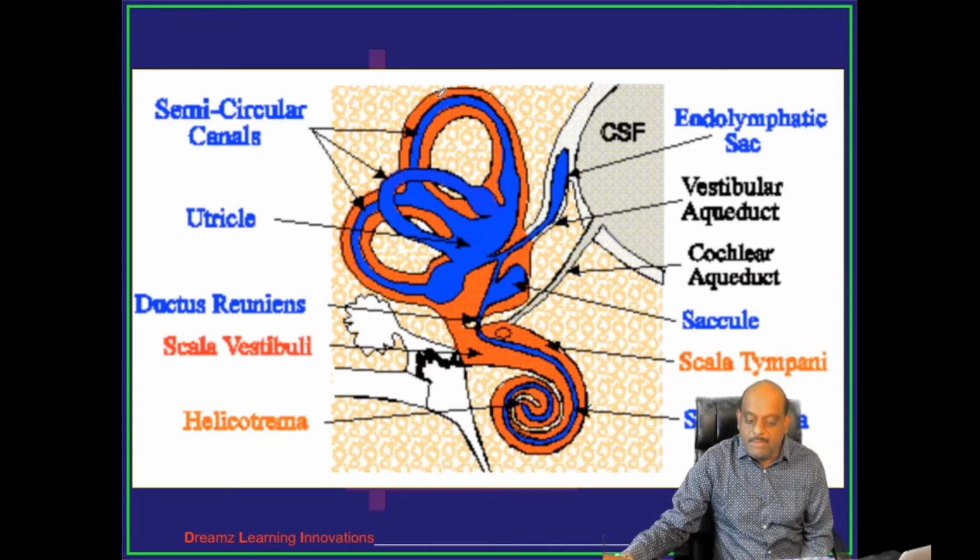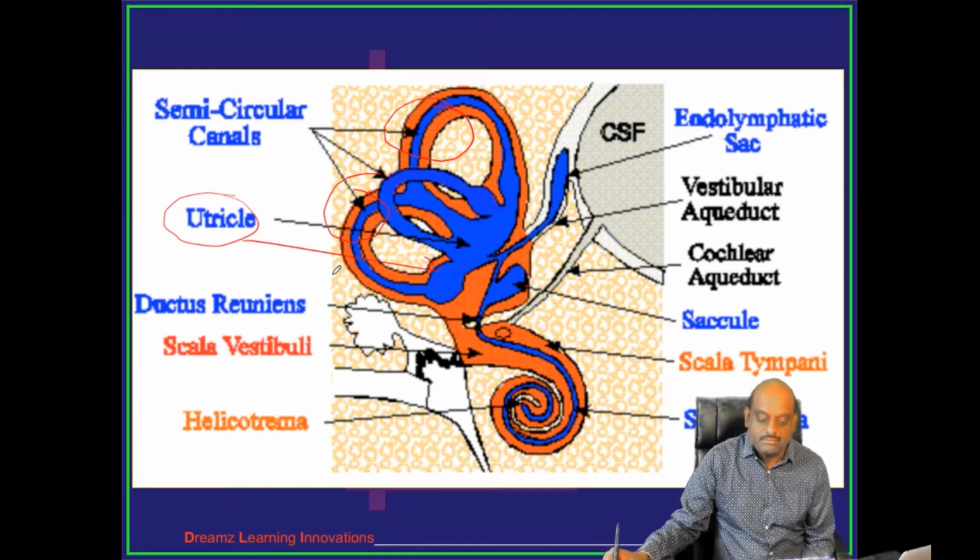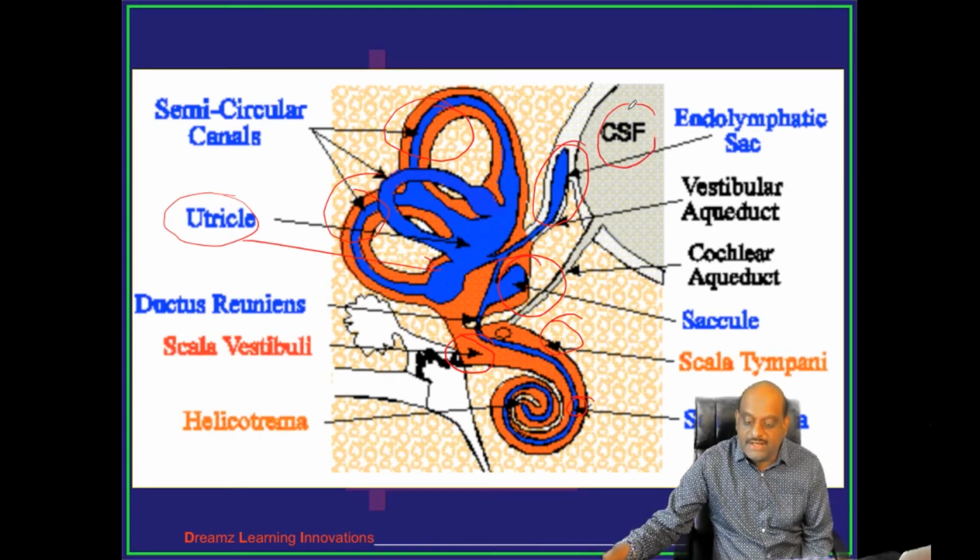So we have semicircular canals, you all know. This is the utricle. Then you have an endolymphatic sac. And this is the saccule, with scala tympani and scala media inside it. Then this is the scala vestibuli. And here you have the CSF.